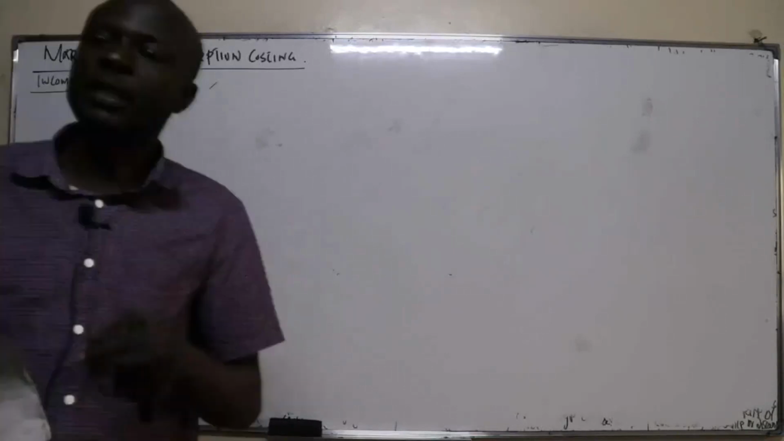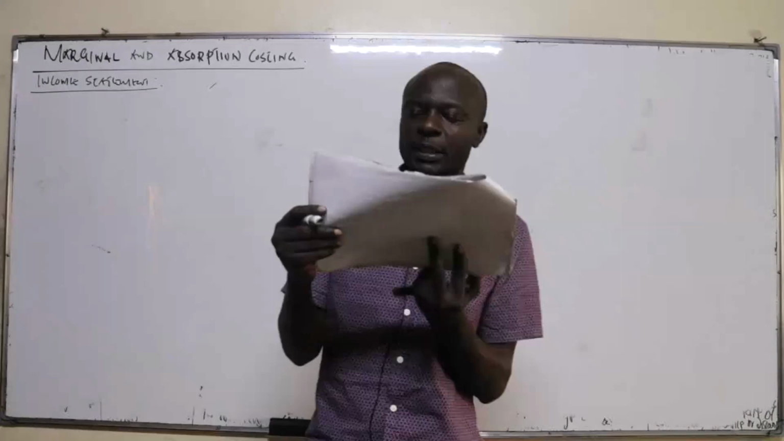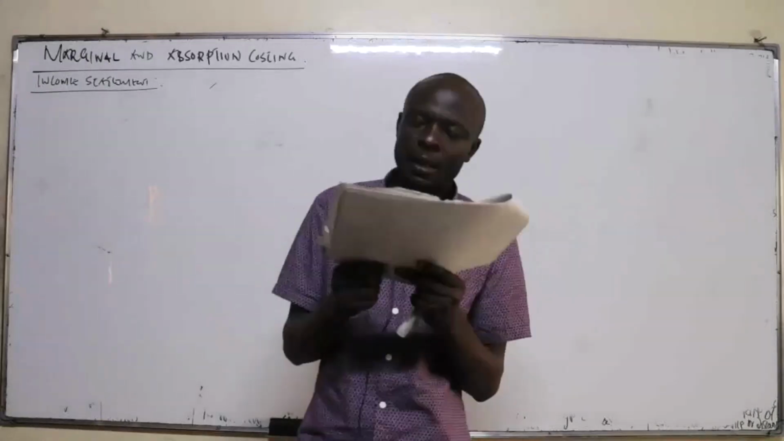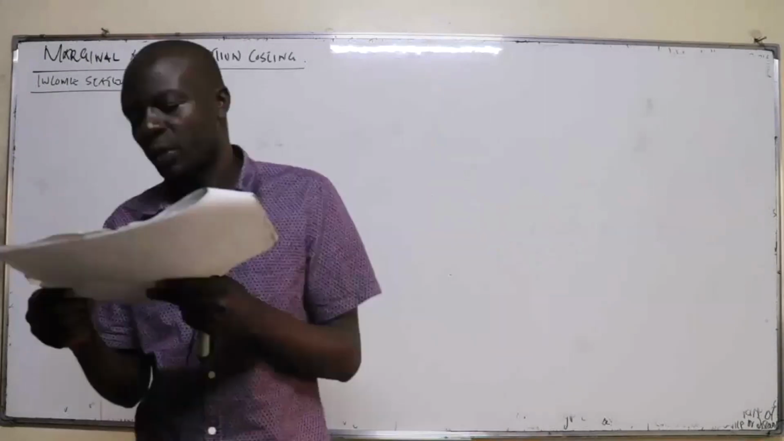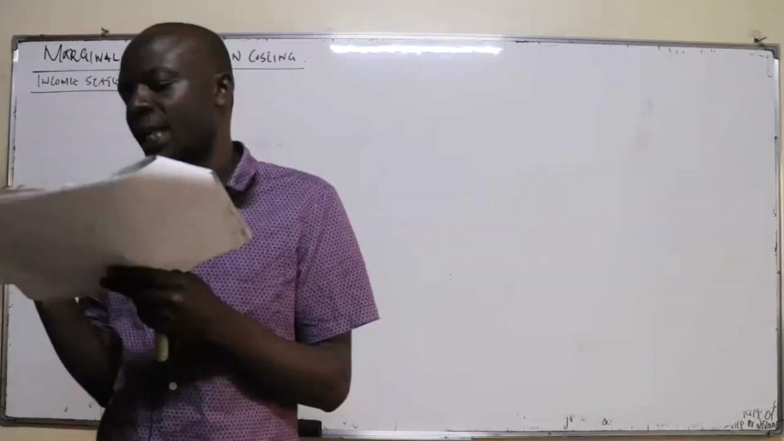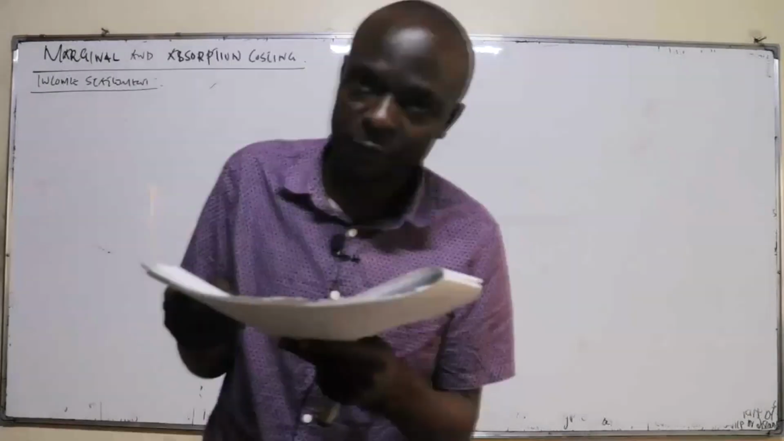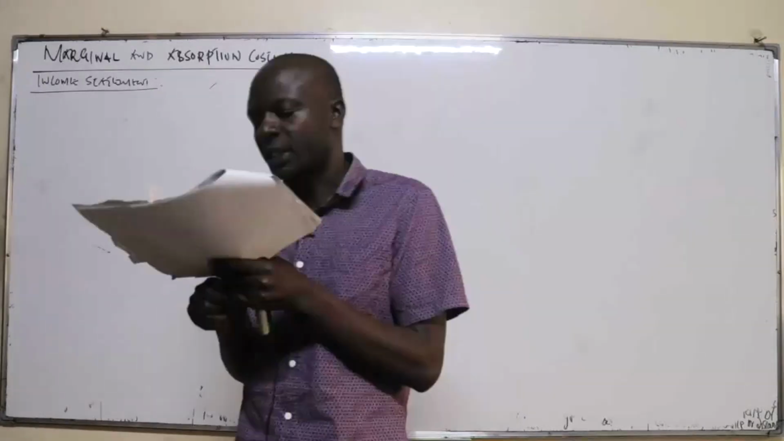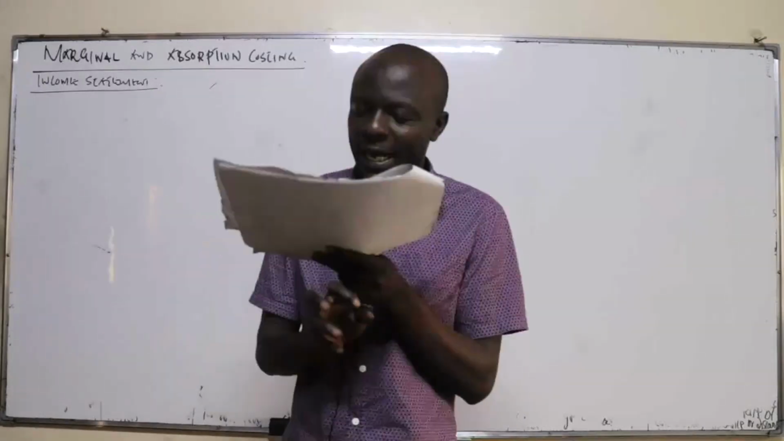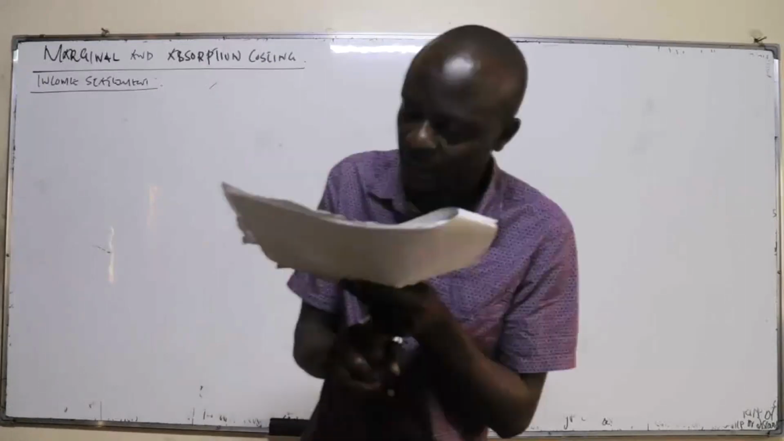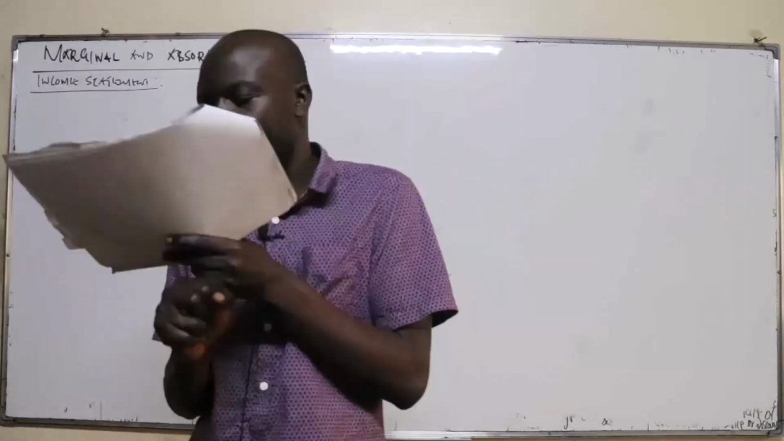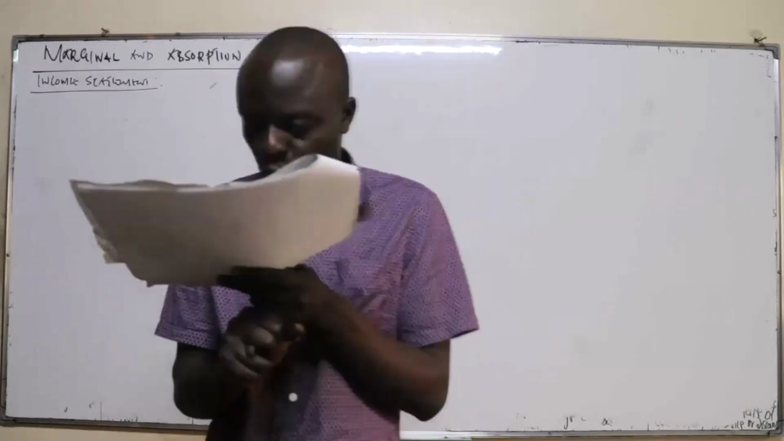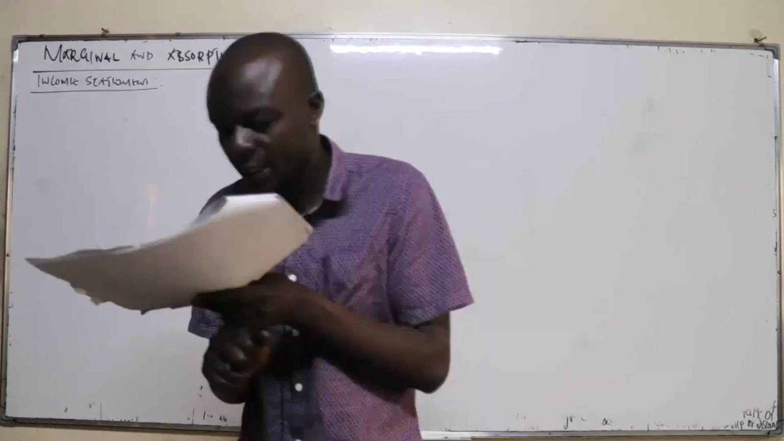XYZ Limited has provided the following details for the month of April 2015 in respect of production and sales. So we have been given the sales units, 10,000, production, 12,000, and then cost data per unit of output. Selling price is 1,000 shillings per unit. Direct material cost is 360 shillings. And then we have direct labor is 80 shillings, variable production overheads, and then other costs. We have fixed production overheads.